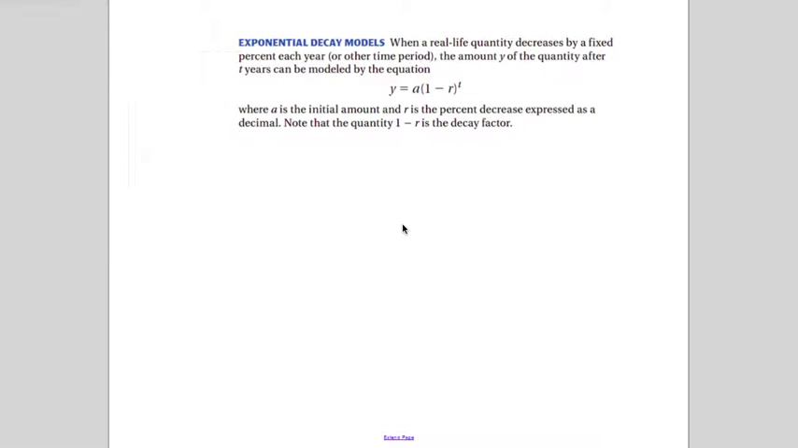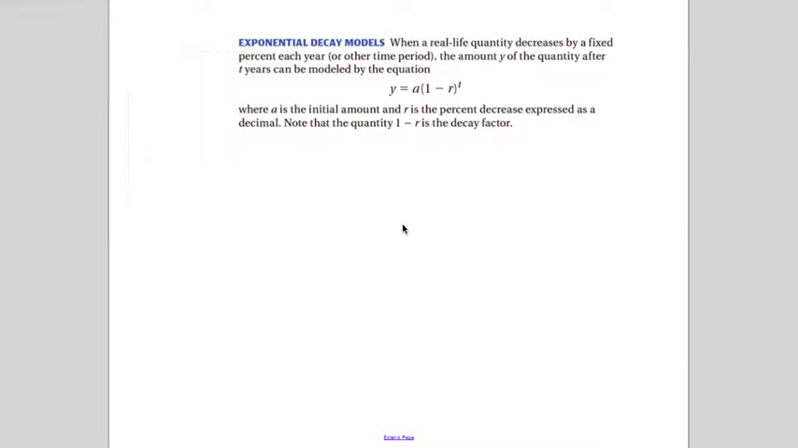Instead of the exponential growth model, when you apply it in real life, you'll be doing the exponential decay model. In this case, you still have the initial value, which is a. And instead of adding a rate, you're going to do 1 minus r to the t power. Notice that with decay, you rarely talk about compound decay, so you will not have to worry about the n term as in compound growth.